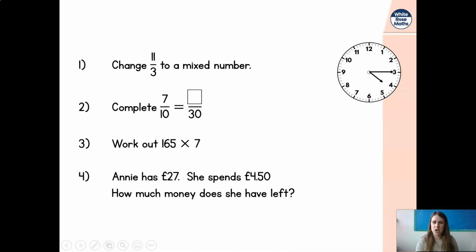So set yourself a timer, give yourself 5 minutes. Can you have a go at these questions? Pause the video, have a go. So change 11 thirds into a mixed number. We know, multiply, divide it by 3. It's going to be 3 and 2 thirds.